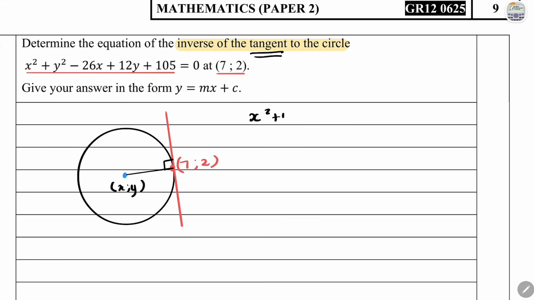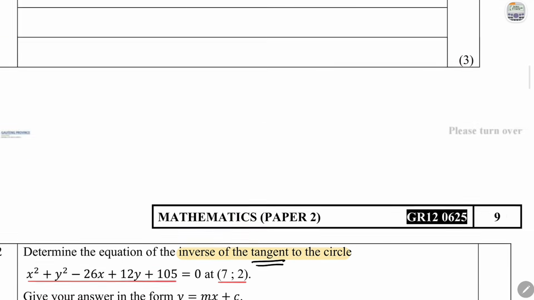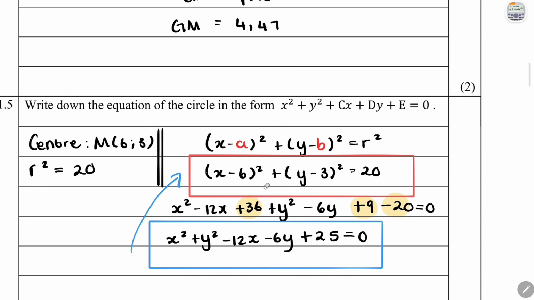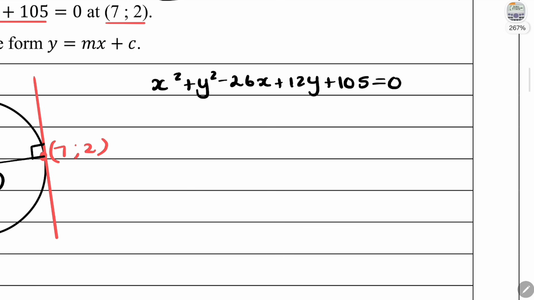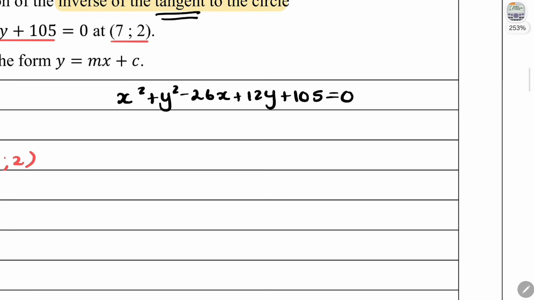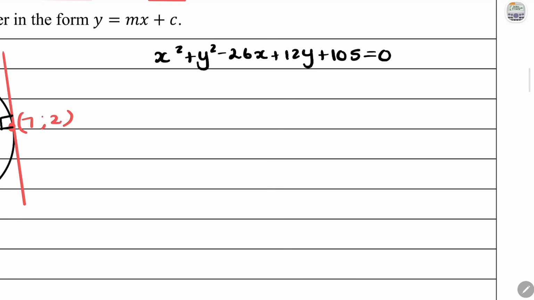This is x squared plus y squared minus 26x plus 12y plus 105 is equal to 0. And let's go ahead and put this in this format so that we can easily see the center of the circle. To put it in this format, we have to complete the square on this equation. I just made space because to complete the square, we need some space.